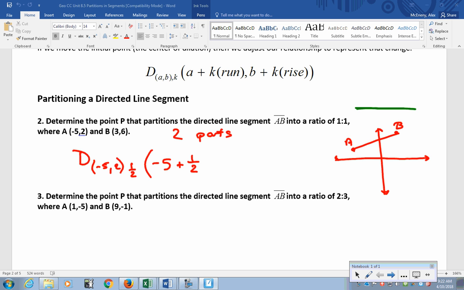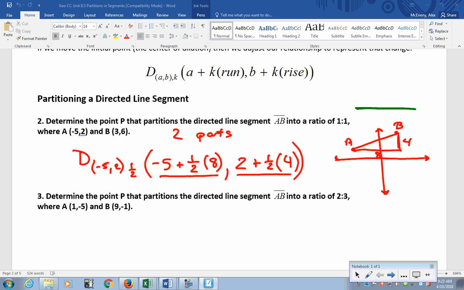To get the run, you would have to subtract the x values. So how many spaces over to the right? In this case, it's 8 spaces. And then for the y value, you do 2, because that's our y value, plus 1/2 of the rise. For our rise, we have 8 spaces for the run, and our rise is 4 spaces. So what you want to do next is put each of these 2 expressions in the calculator, and that'll give you the final point where P is going to end up.